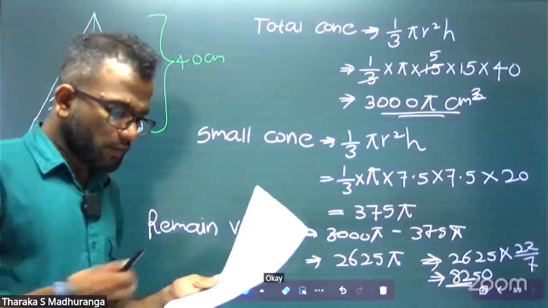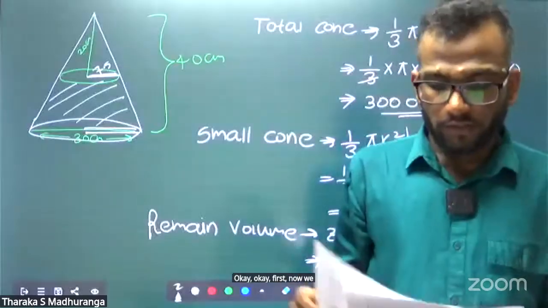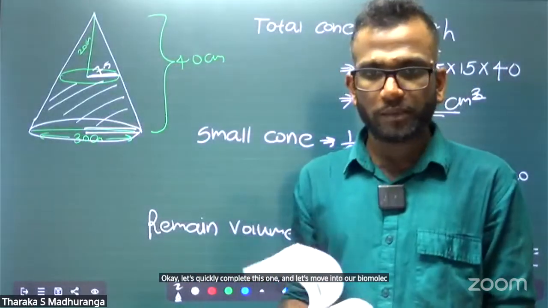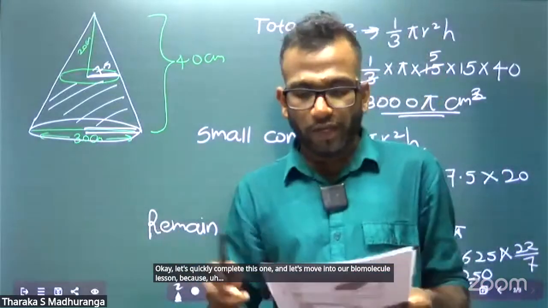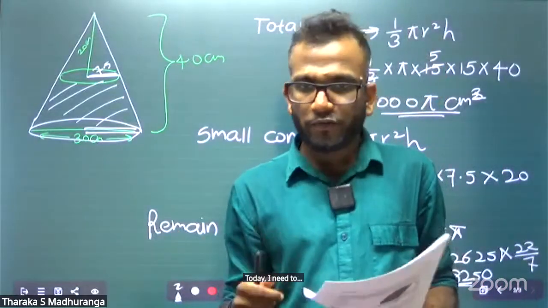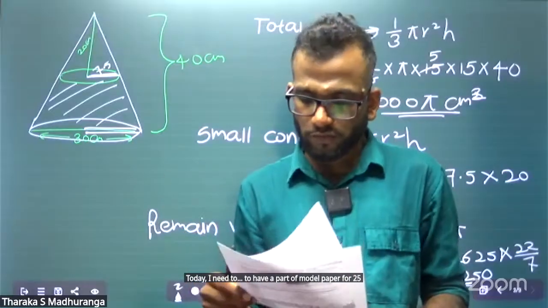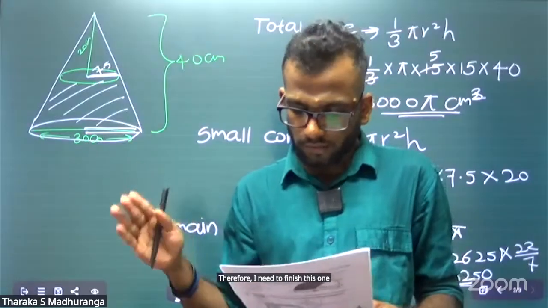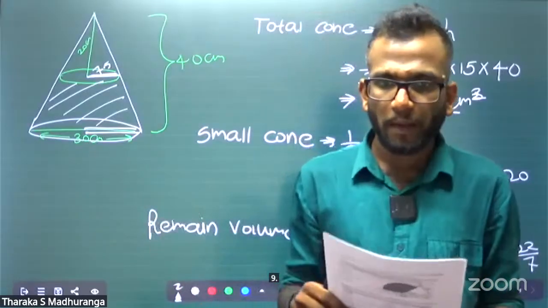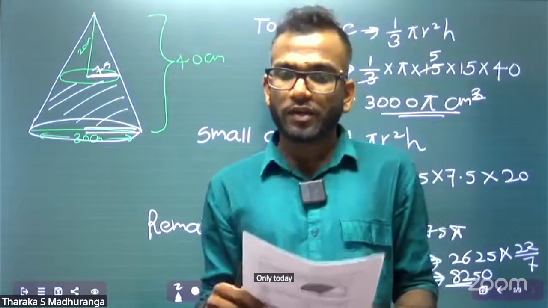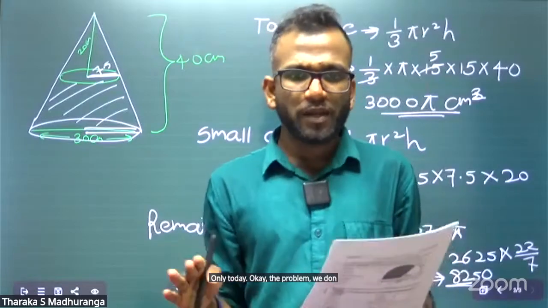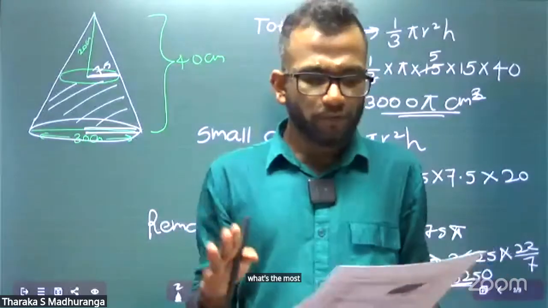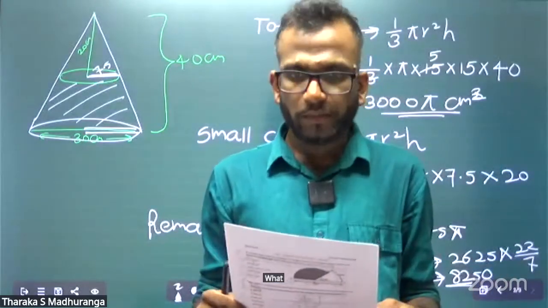Okay, now we have 1 hour. Let's quickly complete this one and move into our biomolecule lesson, because today I need to do part of the model paper for 25 students also. Therefore, I need to finish this at 9:45 only today. The problem is we don't have a fixed time now. What's the most suitable time for our revision? What do you think?